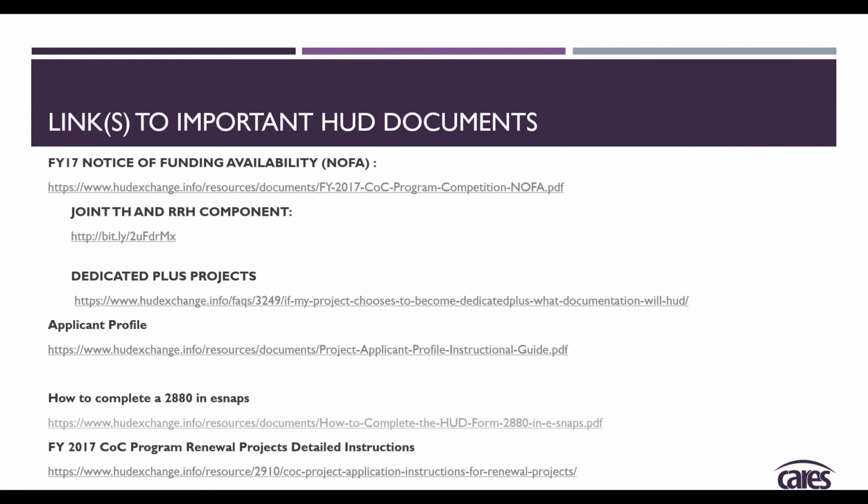The next is how to complete the 2880 specifically, and I'm glad they put this out, because you're completing it in two separate areas, so HUD walks you through how to do that. And then the last, which I think is the most important for this piece, is the step-by-step guide, the detailed instructions for the renewal projects. Now, there is also an eSnap step-by-step where it shows you the screenshots too, but I really feel that the detailed instructions are just a better guide.